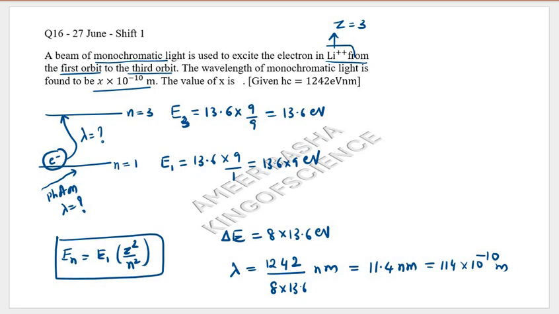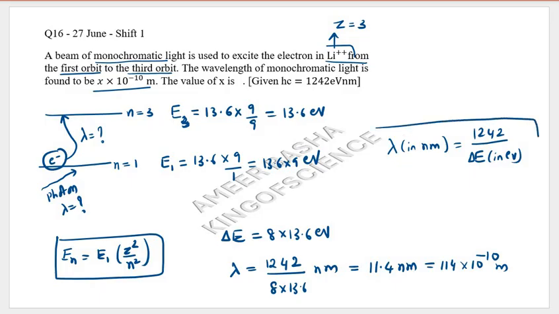Whenever there is a problem like this, first of all you determine the energies. Once you know the energies, the wavelength can be calculated. The wavelength in nanometers is equal to 1242 divided by the difference in energy, in electron volts. This is the standard formula you can use to calculate the wavelength of the photon corresponding to that energy. I hope it is clear.